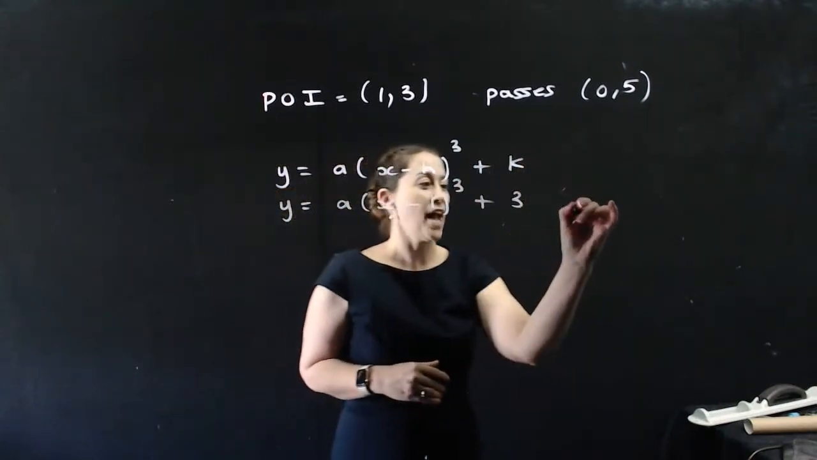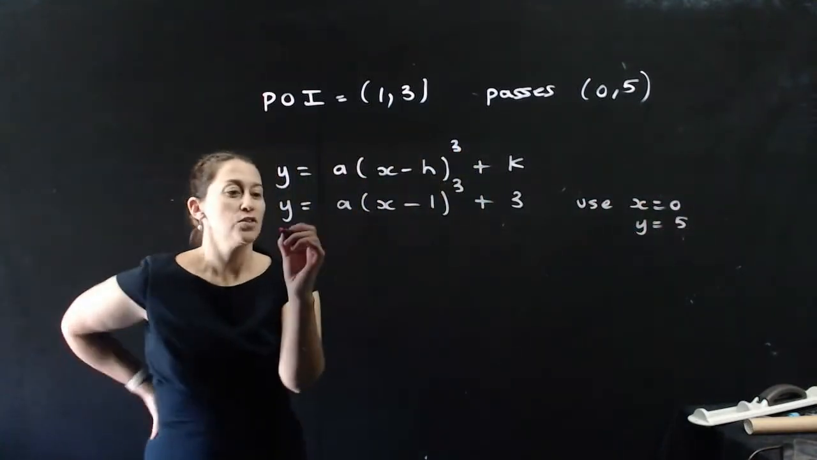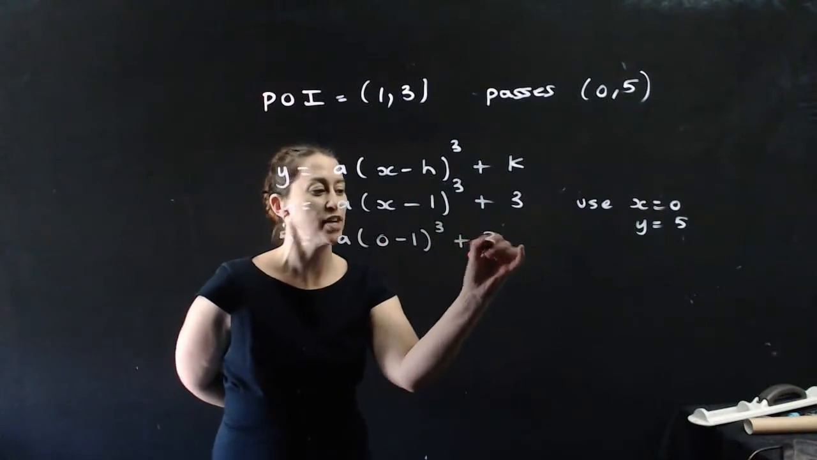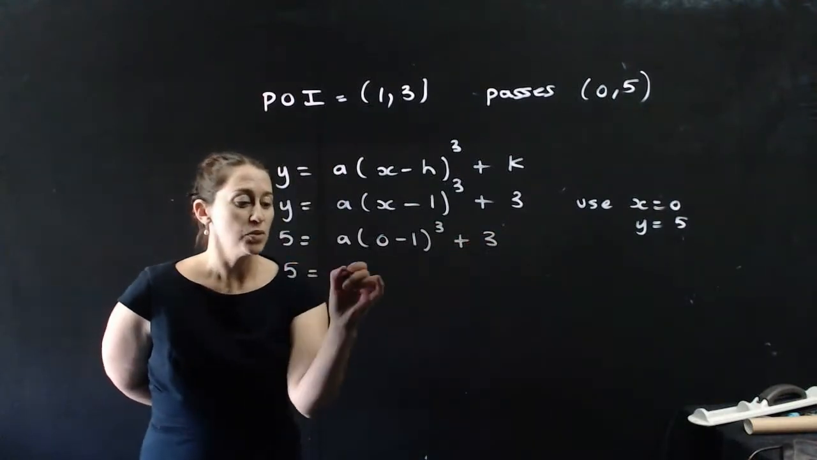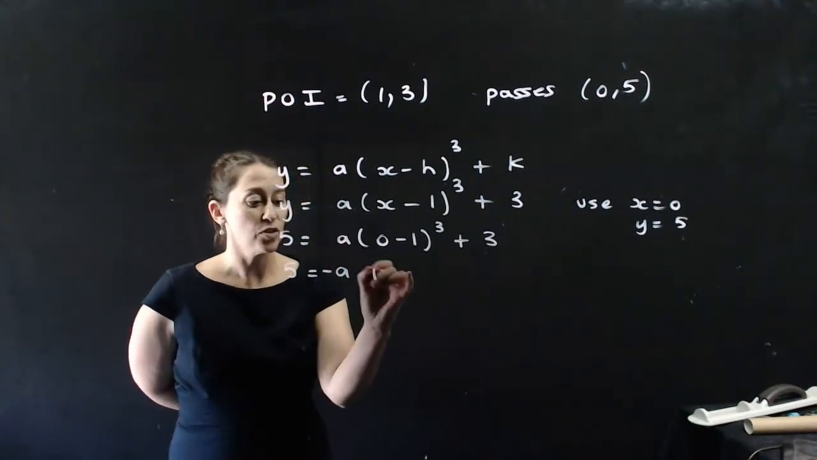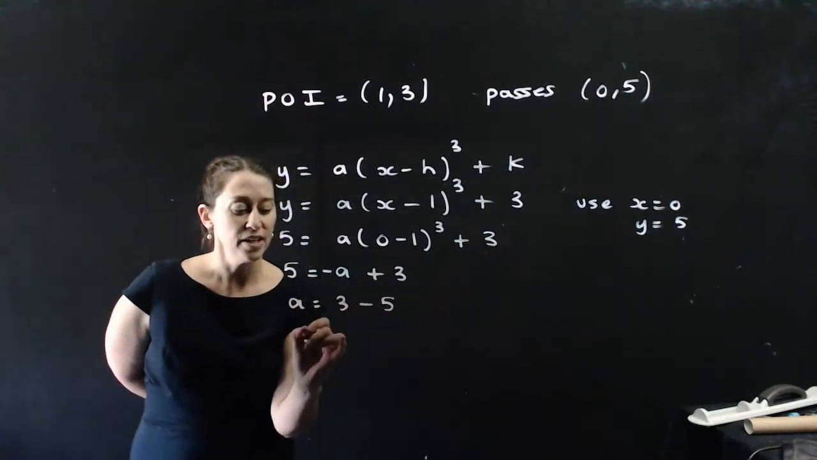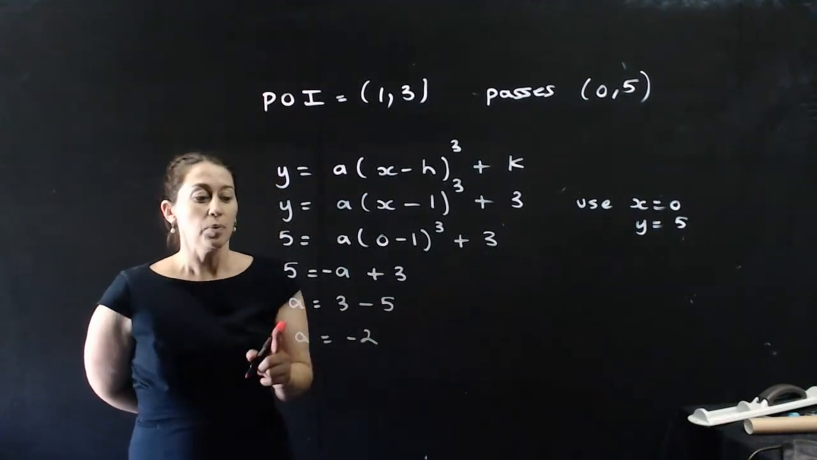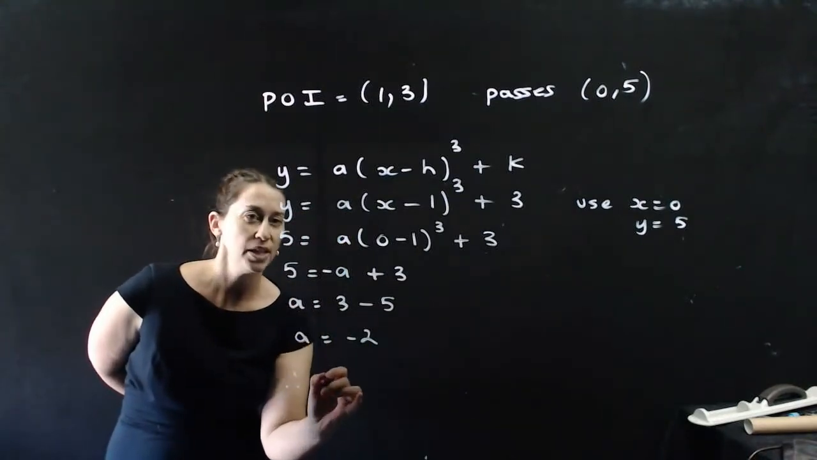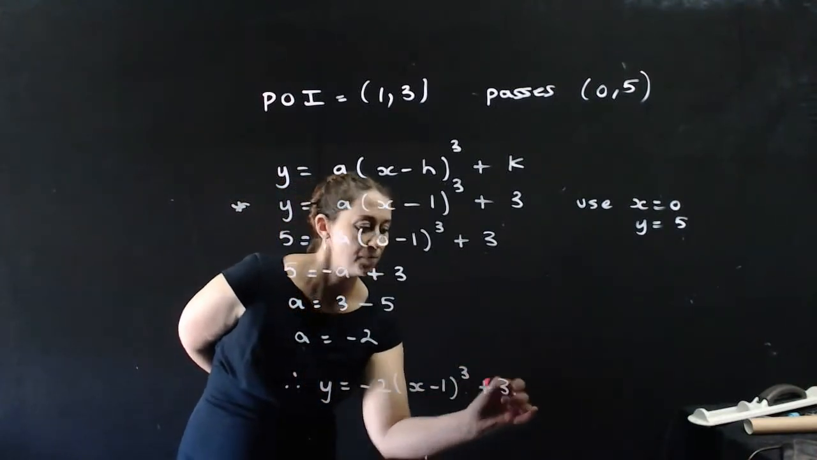Now I'm going to use when x equals 0 and y equals 5 to find the value of a. So 5 equals a(0 - 1) cubed plus 3. Let's work this out. So 5 equals a times, well, (-1) cubed is -1, so that becomes -a plus 3. Moving this about, I get a equals 3 take away 5, a equals -2. Substituting this back in will give me the full equation of the cubic: y equals -2(x - 1) cubed plus 3.